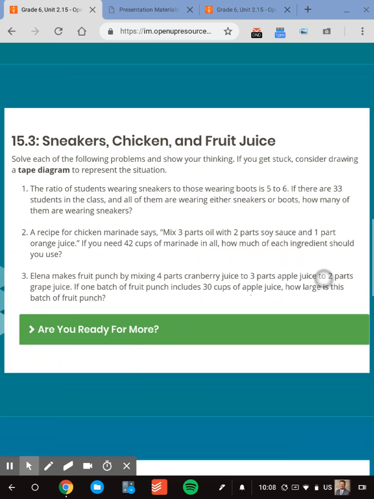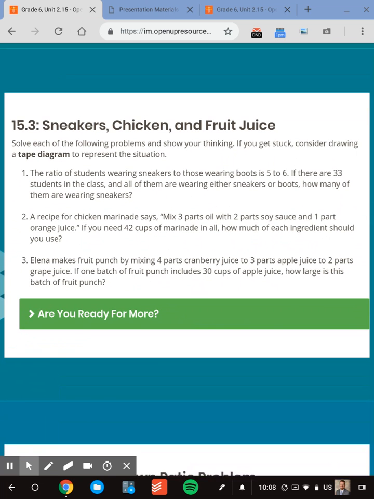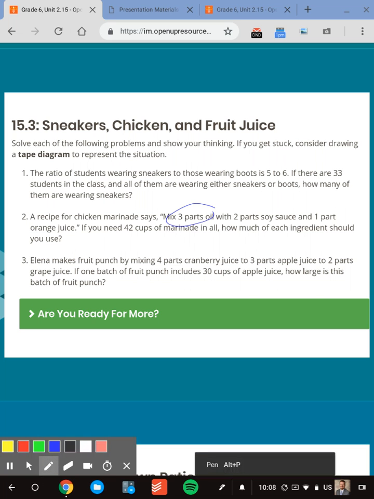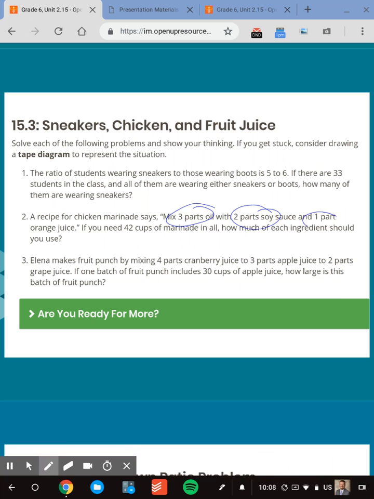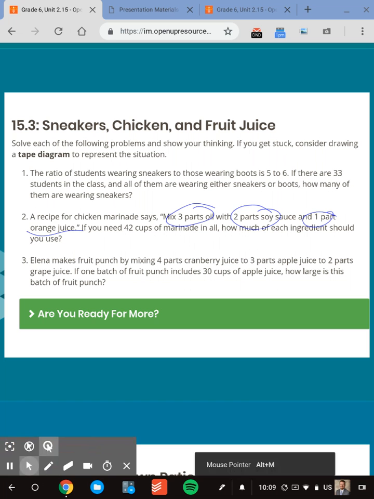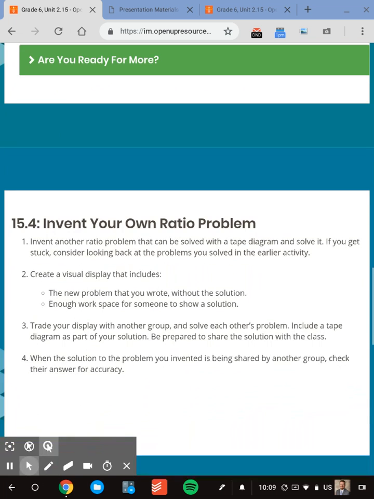In the third activity, students could build their own tape diagram to represent this. Sometimes they won't need to. They may be able to figure it out without it, and that's okay. One of the other ideas in this lesson is the idea of part compared to part. So we're doing part-whole, but they're actually going to use that language. For instance, in number 2, 3 parts oil, 2 parts soy sauce, 1 part orange juice, so using that language within the problem as well. Students may build tape diagrams there as well.